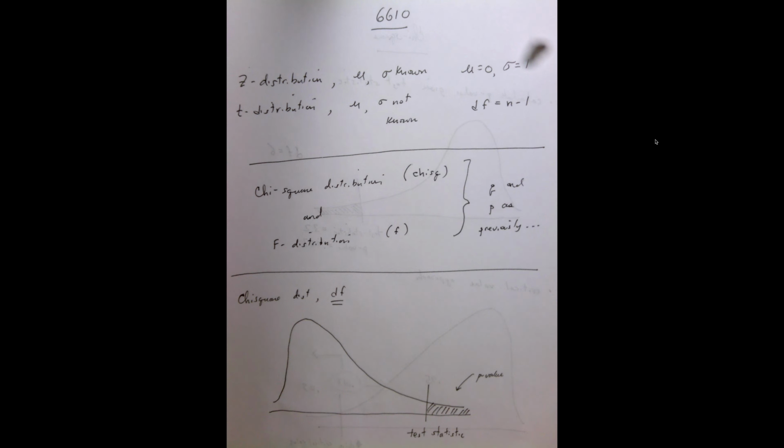So anyway, for the chi-square distribution, if we calculate a test statistic, the p-value is the area to the right. In the Z distribution and the T distribution, sometimes we have a left tail and a right tail. That is never the case for the chi-square distribution or the F distribution. So it's really simple with R to calculate.